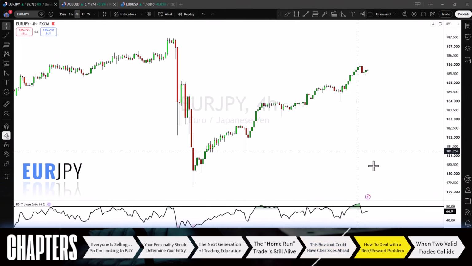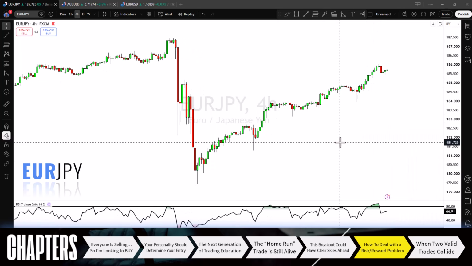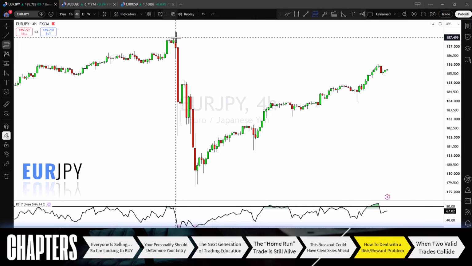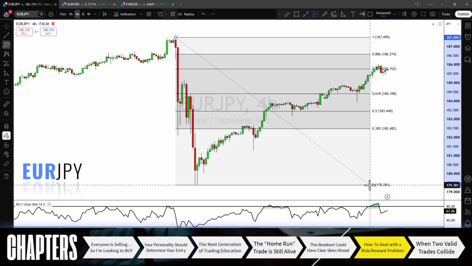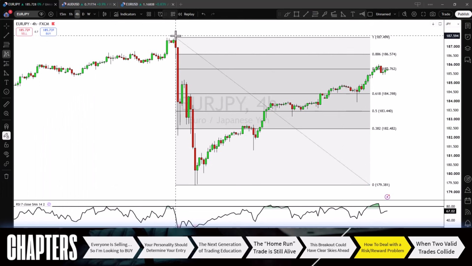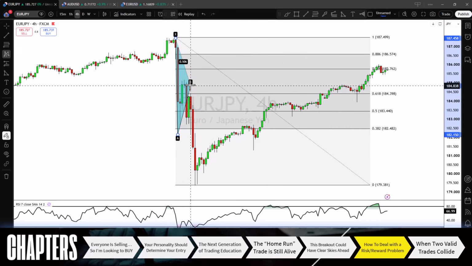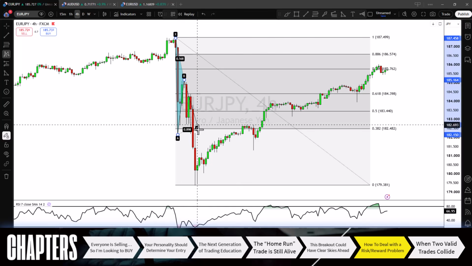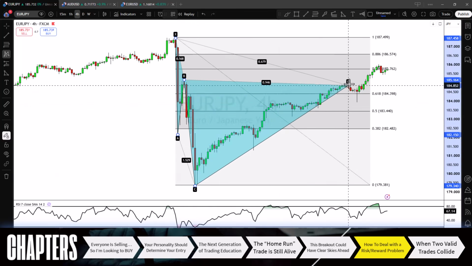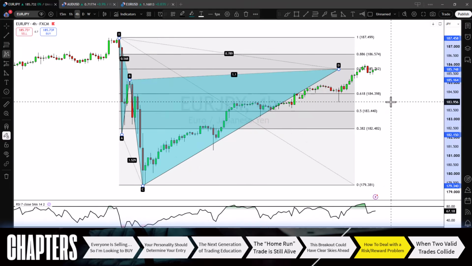Speaking of yen, let's head over to the euro yen next. We have a potential Cipher pattern setting up here on the 4 hour. Because we're getting deep into the video, I'll try to make this as quick as possible for you, but we have an X to A, swing high to swing low right here. We've got an A to B, our first retracement there. We've got a B to C, our extension down here. And then our C to D completion came right here at the 786.